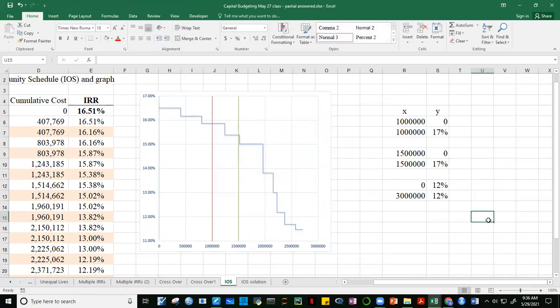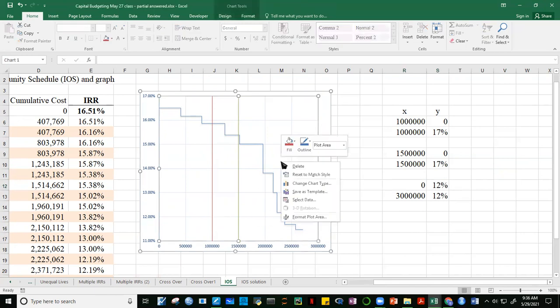Then again, if I want, for example, to plot a horizontal line, let's suppose that the required weighted average cost of capital is 12%, then I can just add these points. So for the x-axis, that's 0 up to, let's say, 3 million. And then for y, it's both 12%, 12%. So the first point is 0 and 12%, that's this one. And then the next point is 3 million and 12%, so that's this one. And then we're going to connect it by a line.